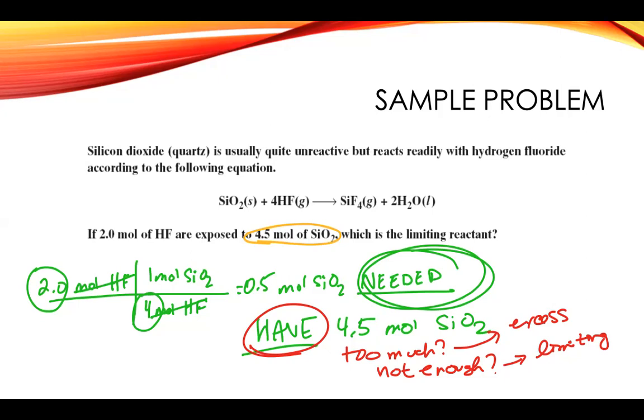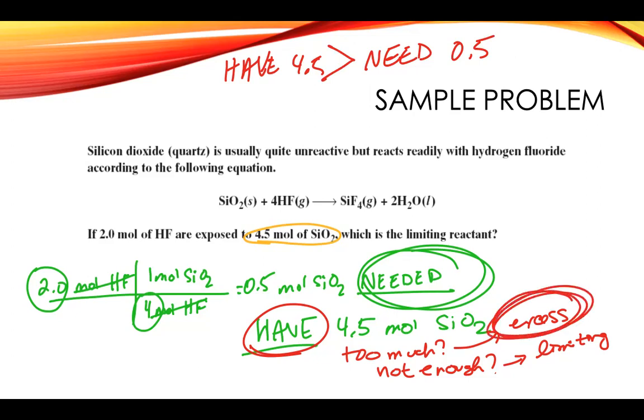So all you have to do is, if I have 4.5, need 0.5. Do I have more than I need? Is 4.5 more than 0.5 or is 4.5 less than 0.5? 4.5 is more than 0.5. So I have more than I need. That is too much, so that means SiO2 is in excess, which means HF is limiting.